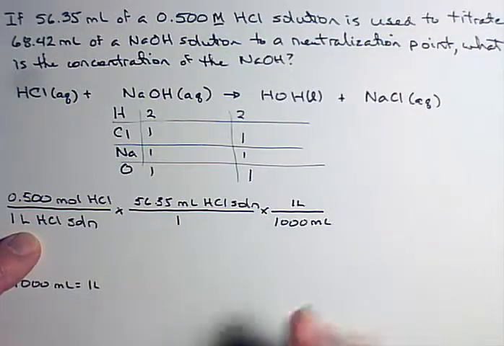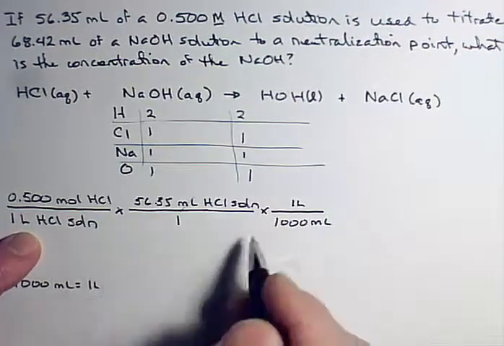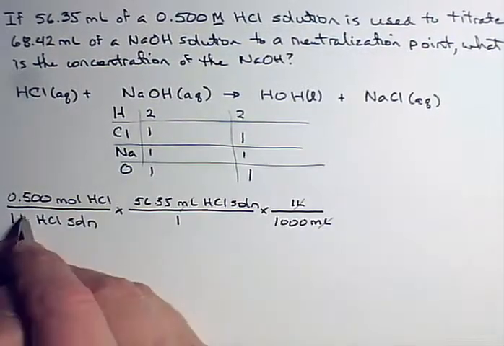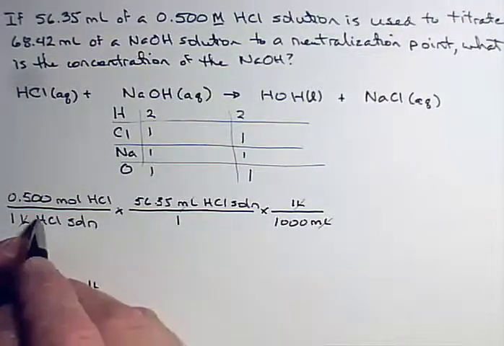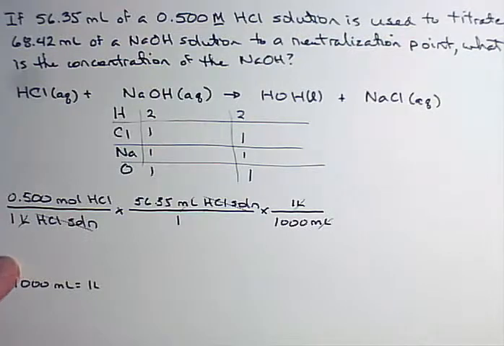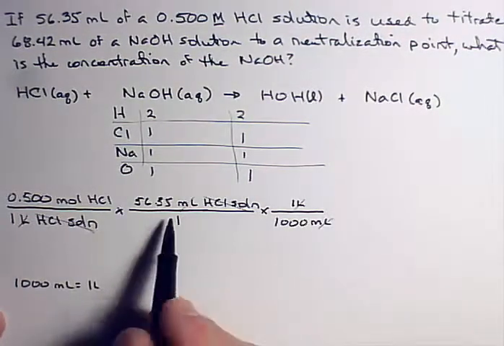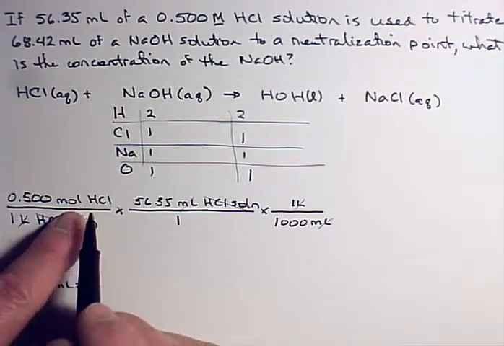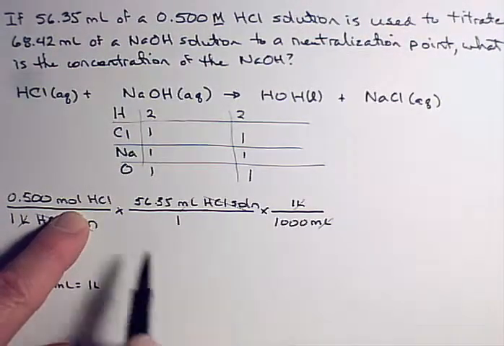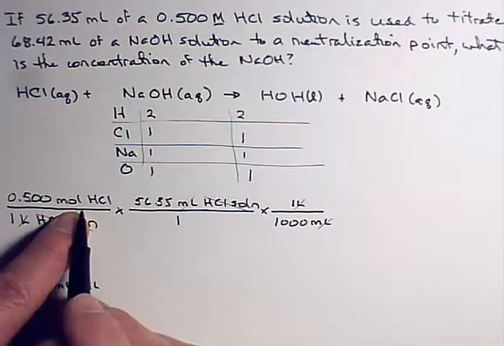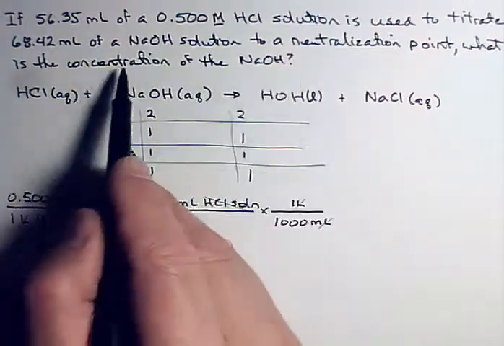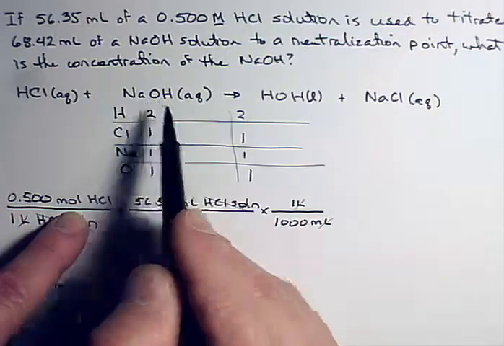And so we can cancel out milliliters, we can cancel out liters, we can cancel out HCl solution, and we are at moles. And that's where we want to try to get to start. All right, now that we've got the starting amount into just moles, we can use a molar ratio to go to the other chemical we're interested in here, which in this case is the NaOH solution. That's this stuff right here.